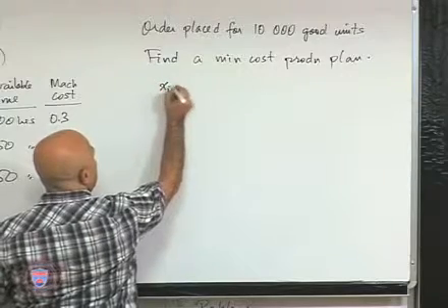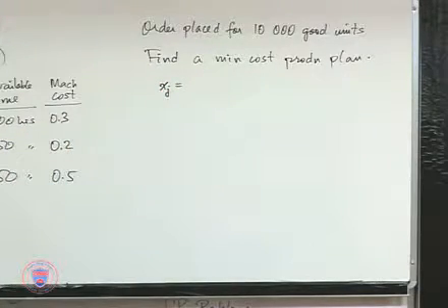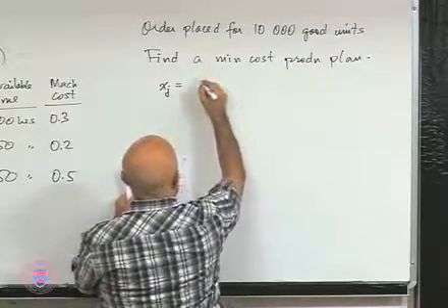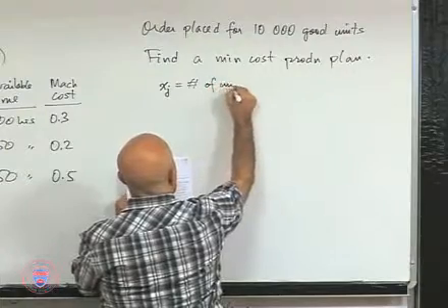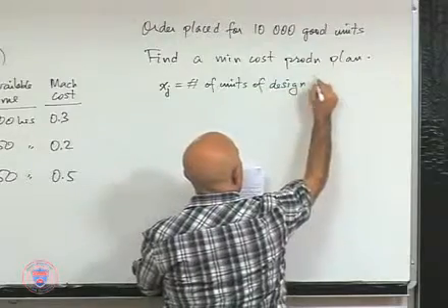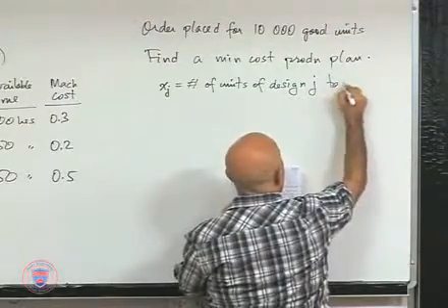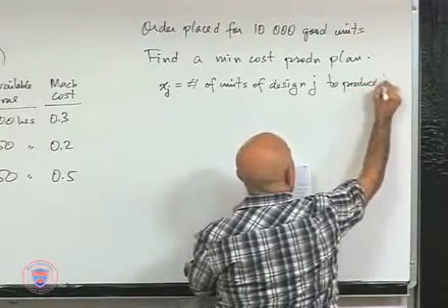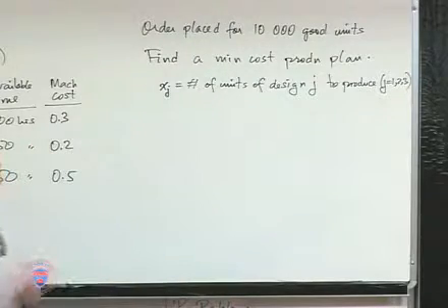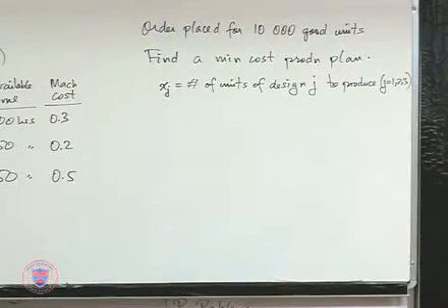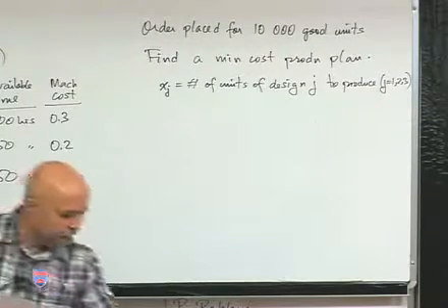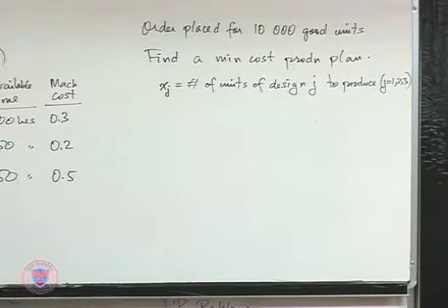Let's define xj to be the number of units of design j that we produce. So we've got 3 variables here. They are supposed to be integer, but we'll just ignore the integrality requirement in this particular case and hope that they will come out as integer.